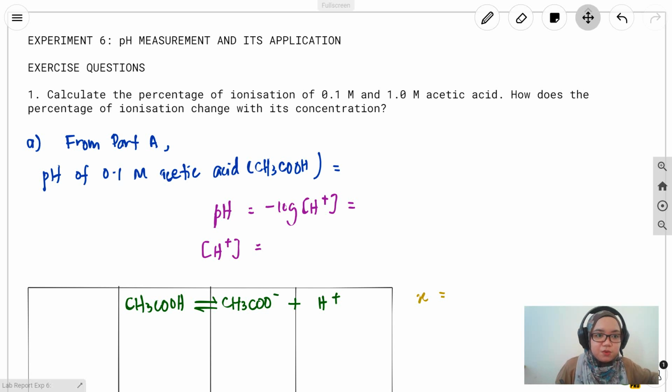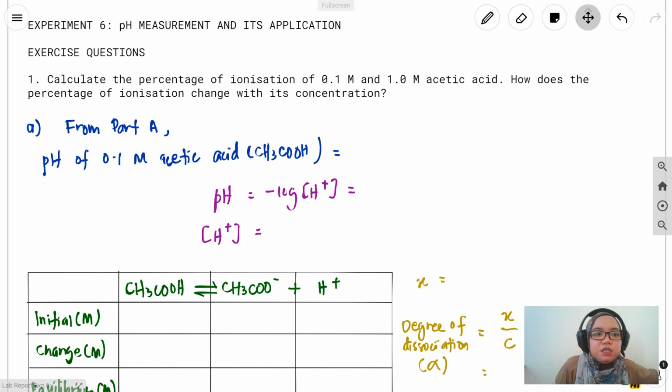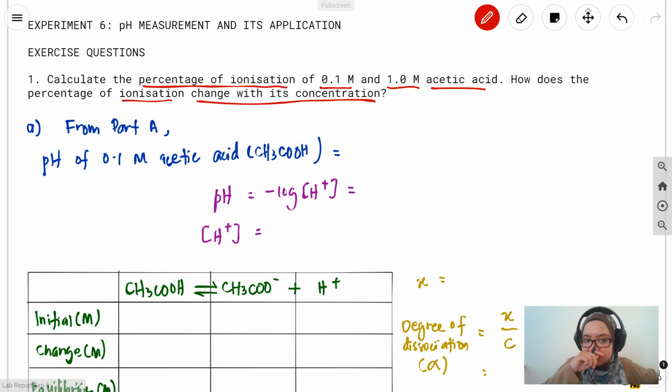So let's look at the first one. It asks you to calculate the percentage of ionization of 0.1 molar and 1.0 molar acetic acid, and how the percentage of ionization changes with its concentration. Okay, so we do the first one first, A, for 0.1 molar.